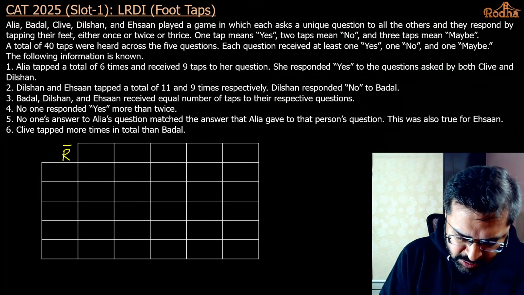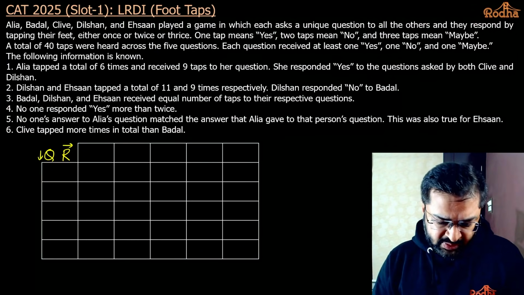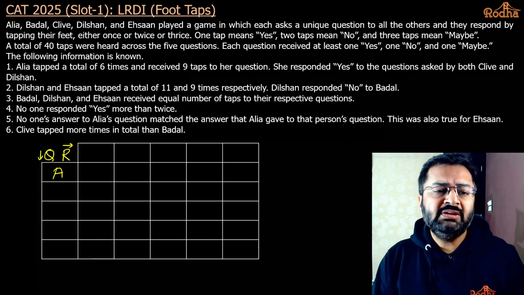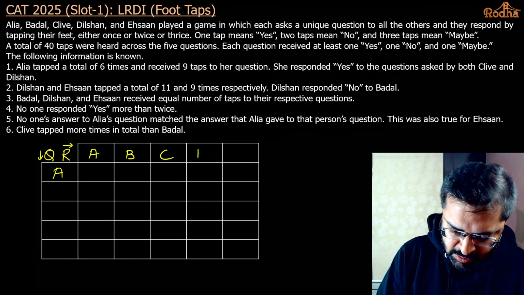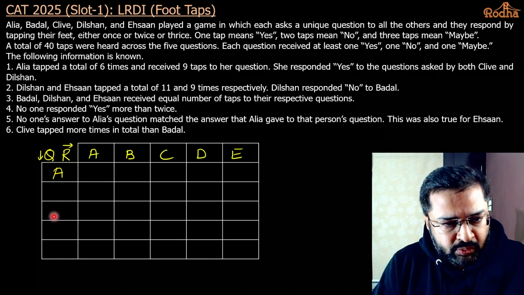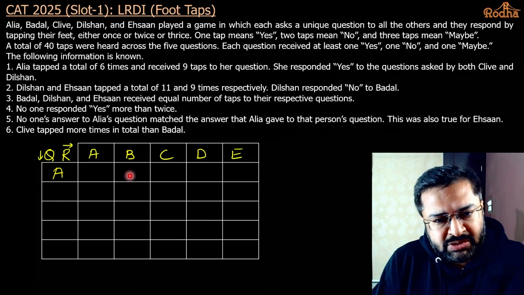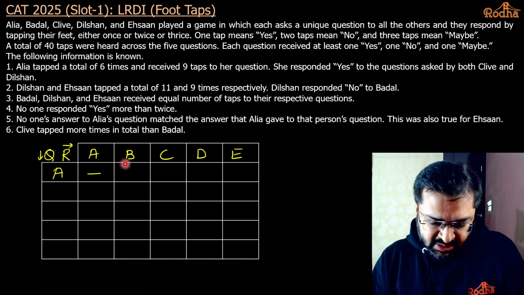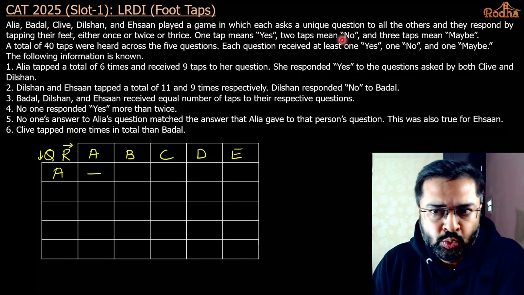So these are responses that can go here, and these would be questions. So if Alia asks a question, I'm putting this A here. Fine. So when Alia asks a question, 4 people would respond. So if I put this A, B, C, D and E here, what would that mean? So this is the row of questions. Alia asks a question, and Alia would not respond to that question. The rest of them would. So I would keep this as blank, and these B, C, D, E can respond in yes, no, maybe, right? So one tap, two taps, or three taps.